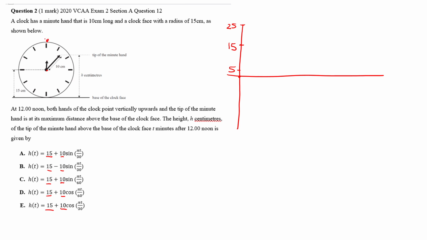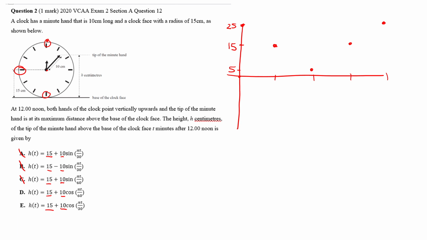Our clock starts at the top, at the highest point. Then at 3, it's going to be at 15. Then at 6, it's going to be at 5. At 9 on my clock, it will be back at 15. And then after the end of the hour, it will be back at 25. So this looks like a cosine, a positive cosine graph. So straight away, if we don't do anything more, I can cancel A, I can cancel B, and I can cancel C. So now you've literally got a 50% chance of getting this question right.